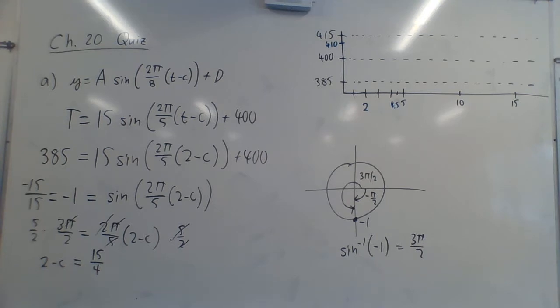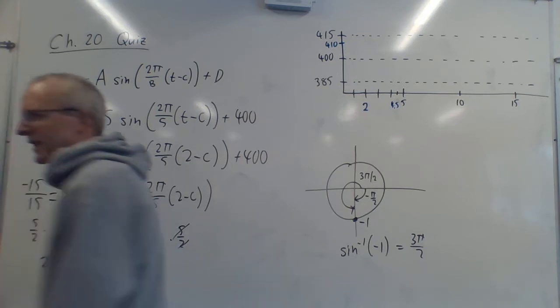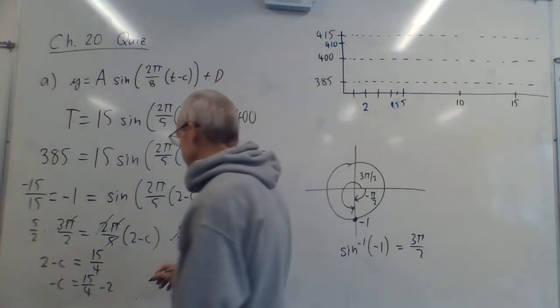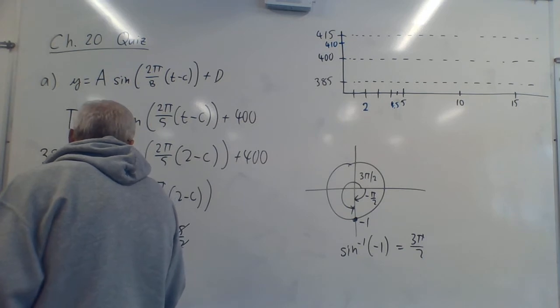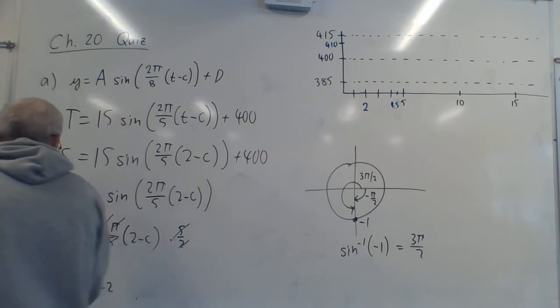2 minus c multiplied by 5/2. 2pi/5. Am I doing everything right? Equals 3pi/2. Yep, this is all right. Okay, so put the 2 over here. So -c equals 15/4 minus 2. Let's see, 2 is 8/4, right? So, I know I did something wrong.